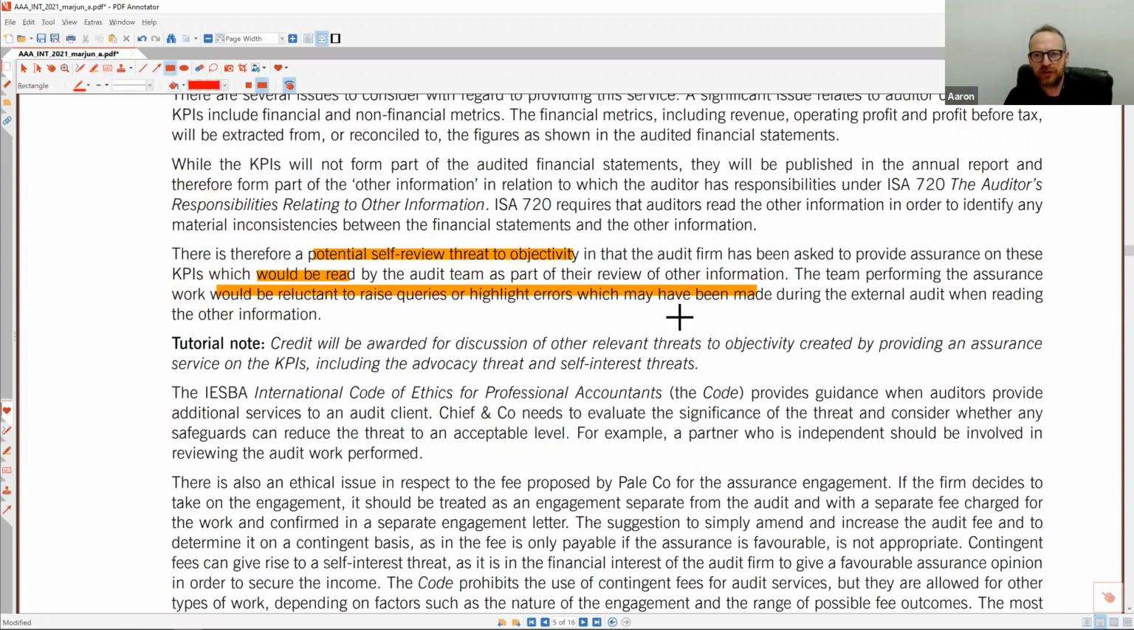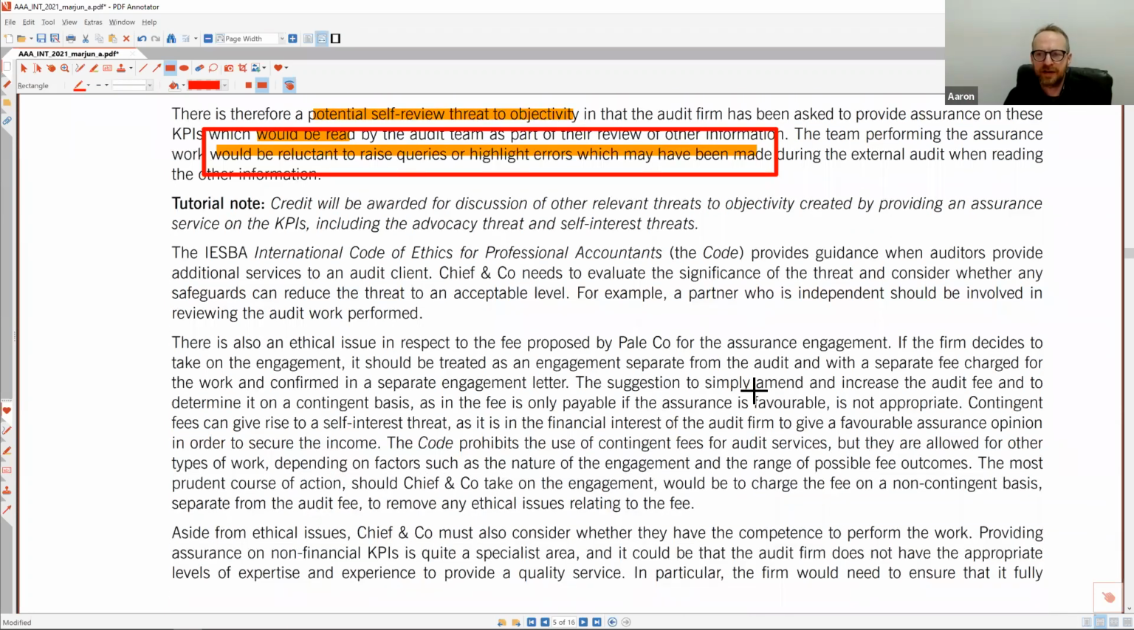What could happen as a result? Well, as a result, they might be reluctant to raise queries or highlight errors. Okay, so again, let's see if there's another one. Okay, so there's another threat. So this fee could rise to a self-interest threat, as it is in the financial interest of the firm to give a favorable assurance opinion in order to secure the income. So again, they're saying it's a self-interest threat, but they're not leaving it at that. They're going on to say, well, as a result, they could be giving a favorable audit opinion in order to secure the income. Okay.